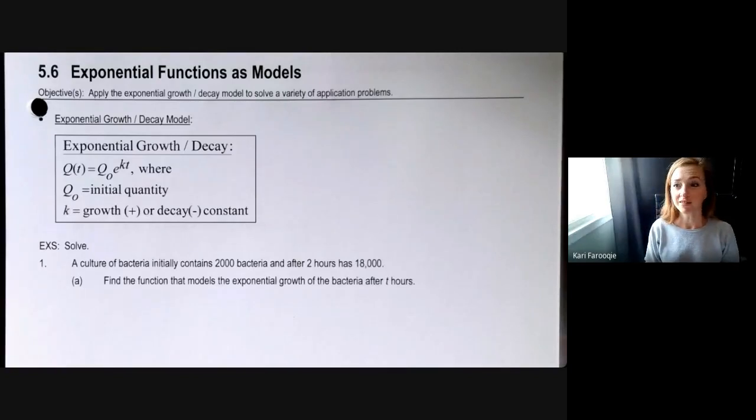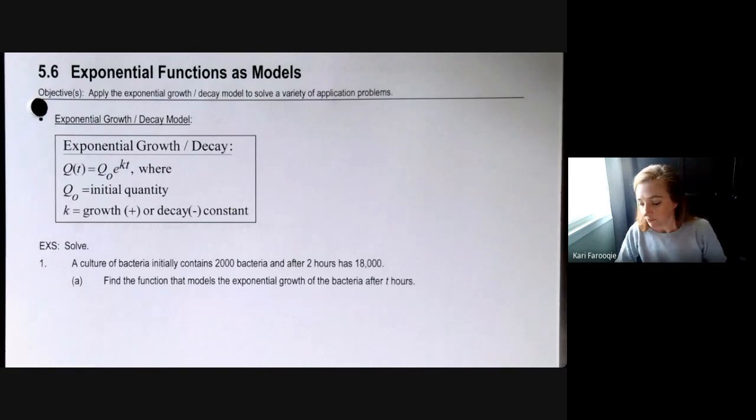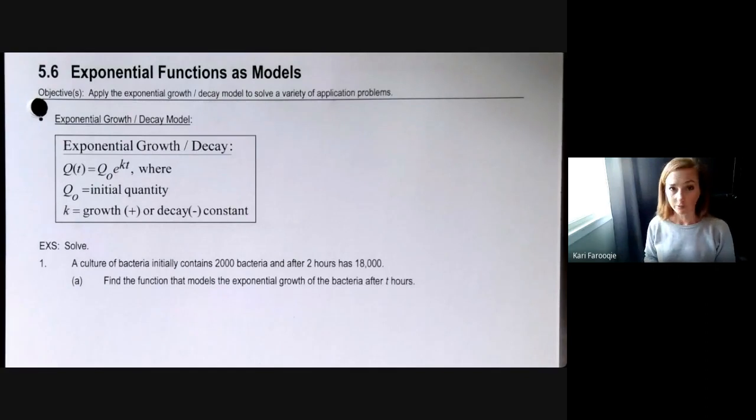Section 5.6, exponential functions as models. We're going to be working with a model today that should look very familiar to you from what you did in college algebra, hopefully, or algebra 2. It's the exponential growth and decay model.